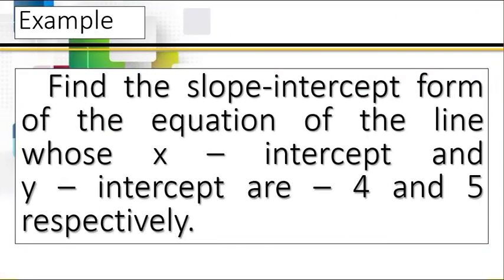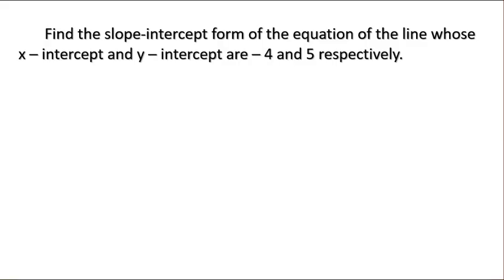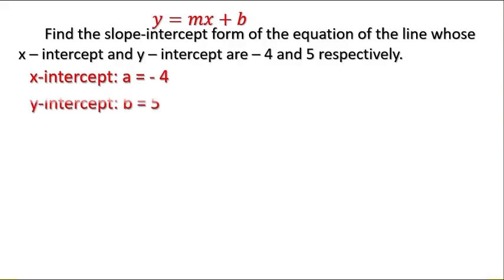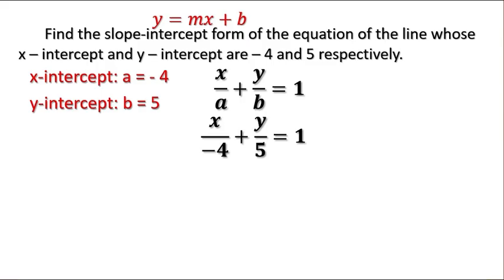Let's have another example. Let's find the slope-intercept form of the equation of the line whose x-intercept and y-intercept are negative 4 and 5 respectively. So let's copy our given. Remember that the required form here is y equals mx plus b. So x-intercept is negative 4 and the y-intercept is 5. So x over a plus y over b equals 1. Let us substitute. We now have x over negative 4 plus y over 5 equals 1.